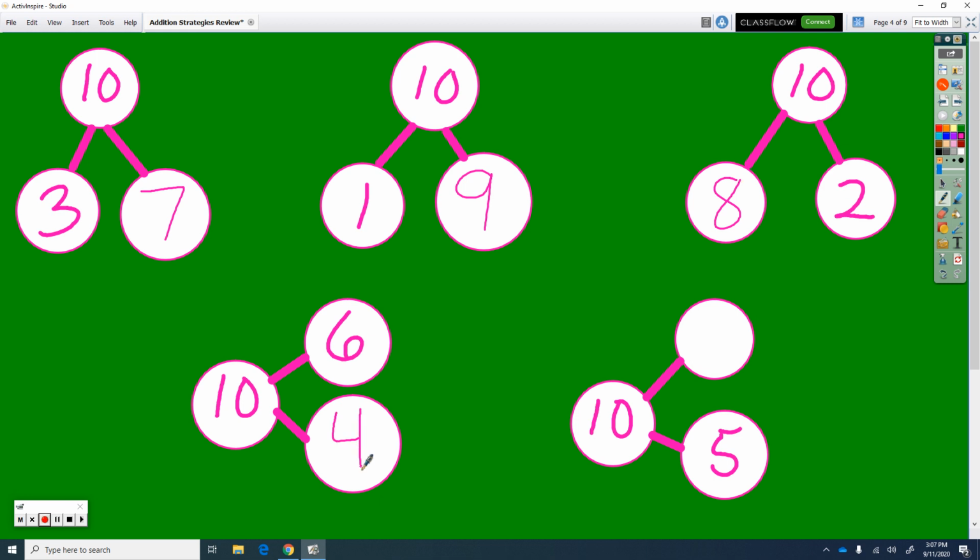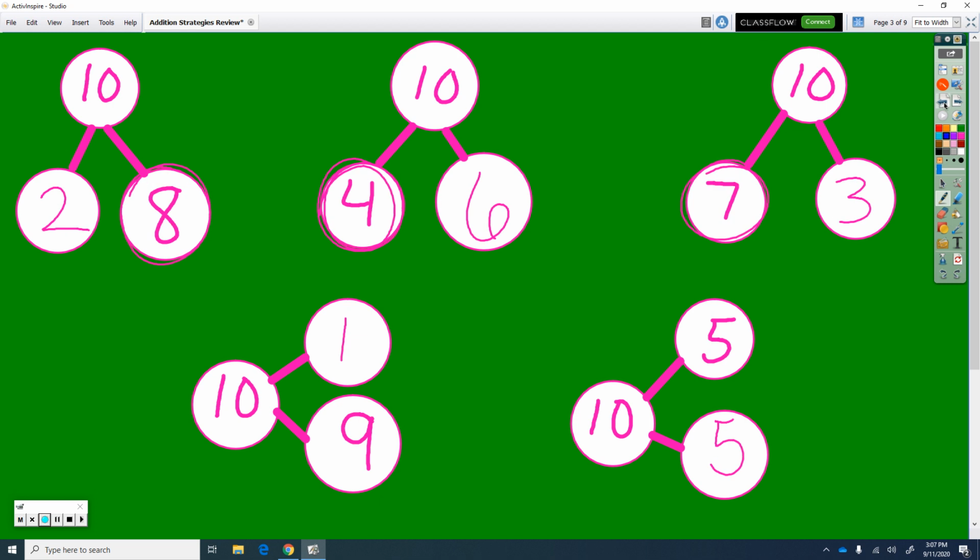What about 6? Yep, it needs 4. And then I know you know 5. How many more does 5 need? Good. 5 plus 5. I bet you noticed something about these number bonds. I bet you noticed that 8 plus 2 was the same as 2 plus 8, isn't it?